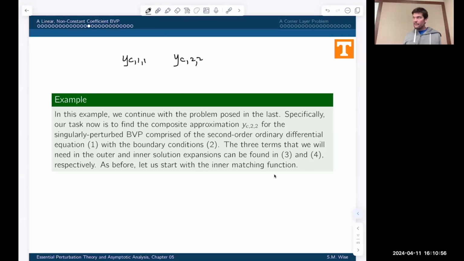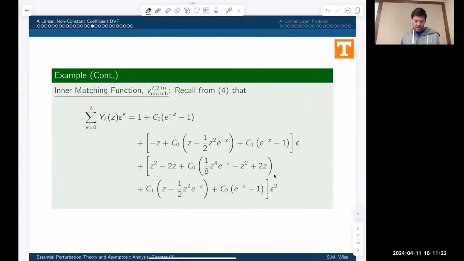So we already have the outer expansion up to 2 terms. Well, 3 terms if you count the following way: leading order, first order correction, and second order correction. We have the same for the inner solution expansion: leading order, first order correction, second order correction. So now we know what the procedure is. We'll go through that a bit more quickly. So let's do the inner matching function of order 2, 2.